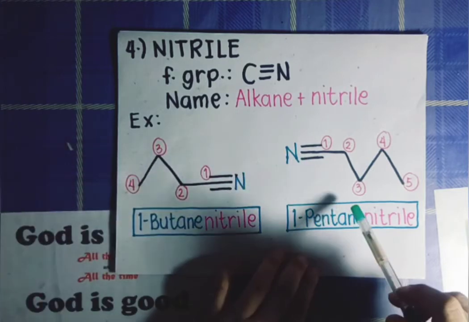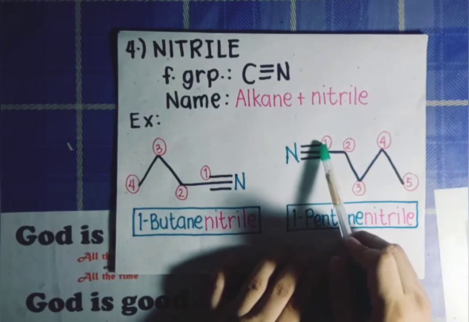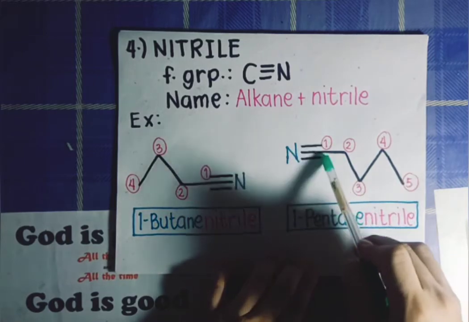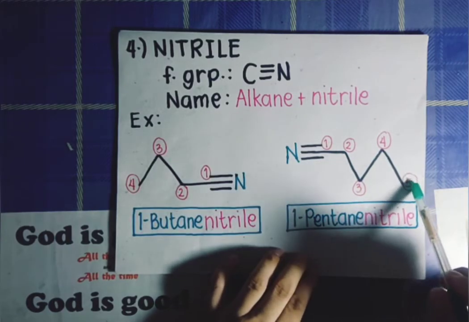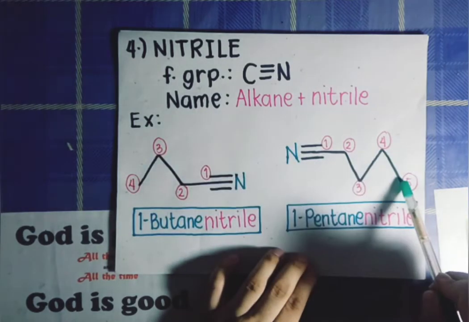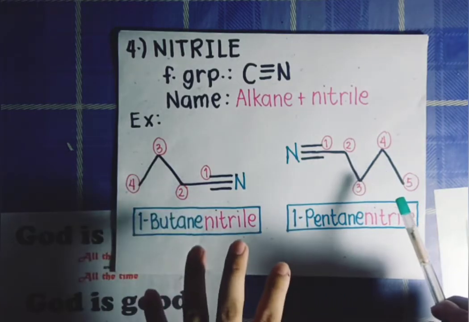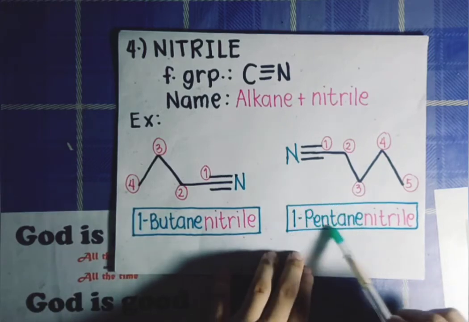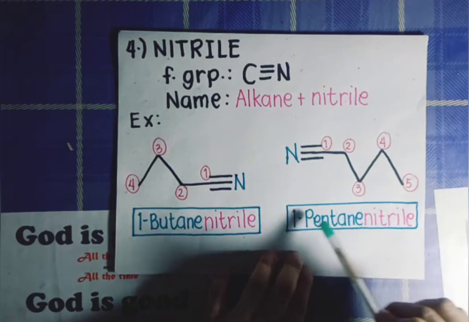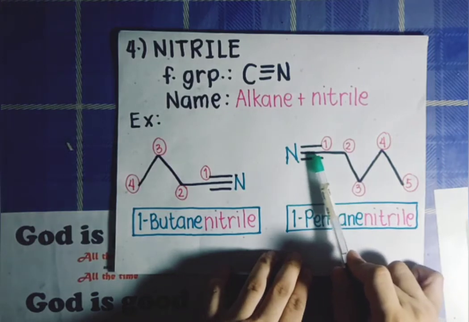For the next example, we have here 1-pentane nitrile. In this case, our carbon number 1 is here, because this terminal side is actually the farthest from our nitrile group. So this one is not the carbon number 1. So we have here 1, 2, 3, 4, and 5. We have 5 carbon atoms, and the name for an alkane with 5 carbon atoms is pentane. Therefore, the name of this compound is pentane nitrile, specifically 1-pentane nitrile. 1, because our nitrile functional group here is located at carbon number 1.